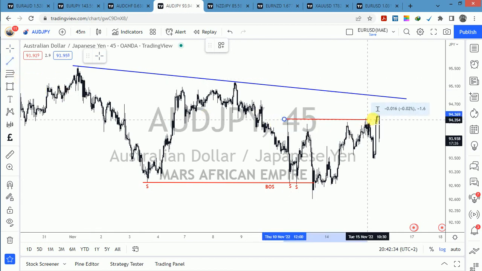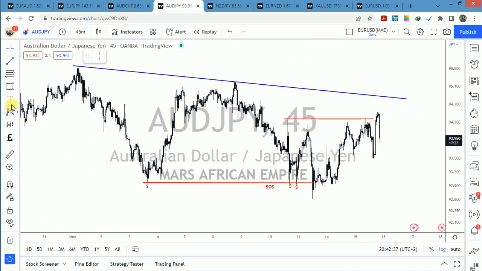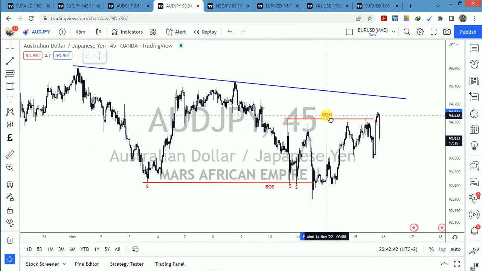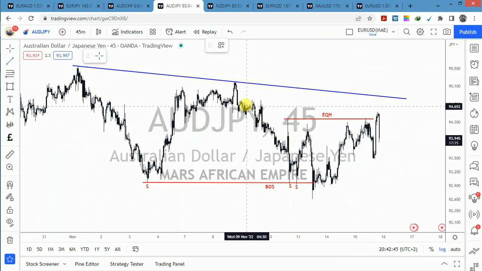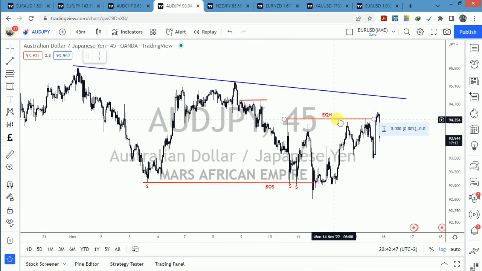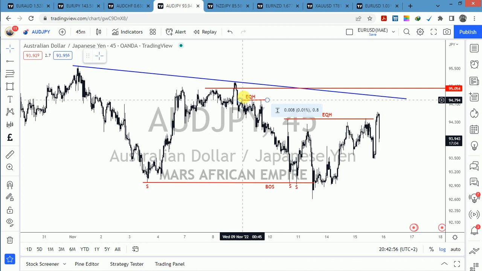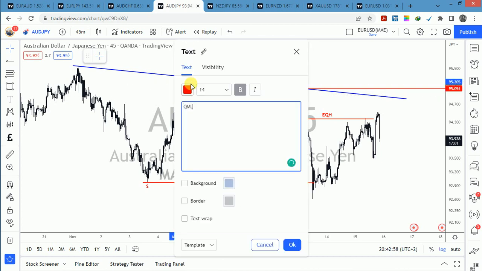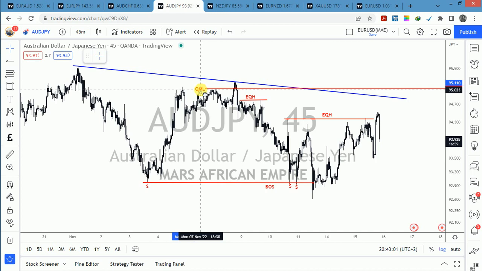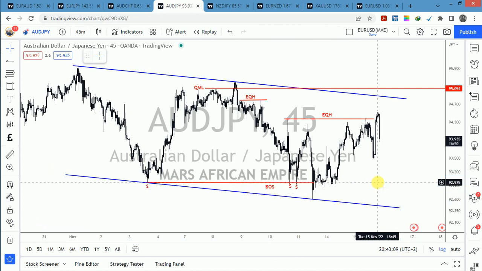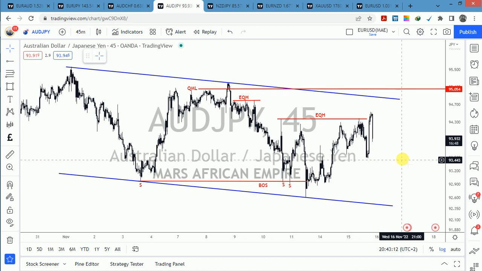And if we do have that, then I can see there is a nice equal highs here. There is an equal highs here, and again I can see some equal highs here, and just above that there is a nice QML there. Let's see if the trend line, we can just copy it to the other side. Yes, we can have something like that, trend line.